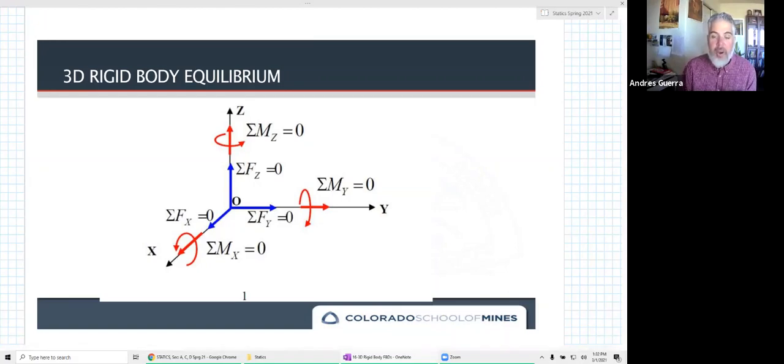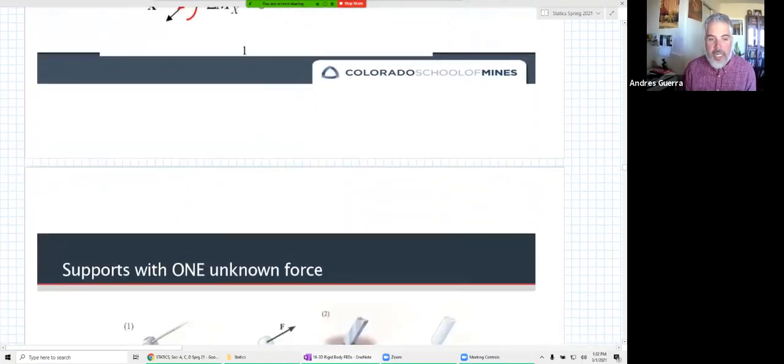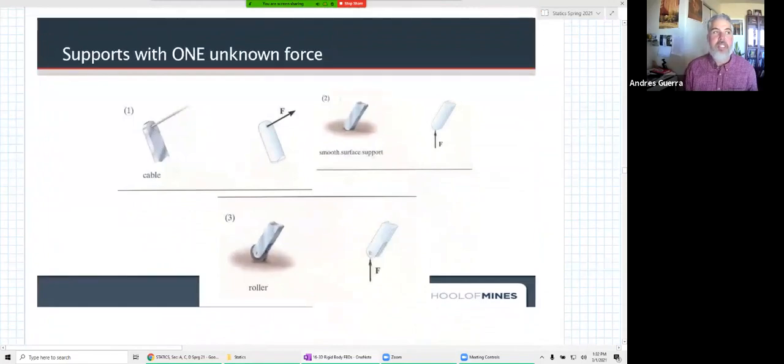but we also added 2 moment equations because now we're not only summing moment about a point, we're summing it about an axis. So we can have 6 equations with 6 unknowns, but again, we really want to figure out what equations to use first, second, and third, etc., so that we don't have a huge system of equations. Ultimately, I still want to find one equation with 1 unknown. And even though we're in 3D, we're still going to have supports with only 1 unknown force, like a cable.